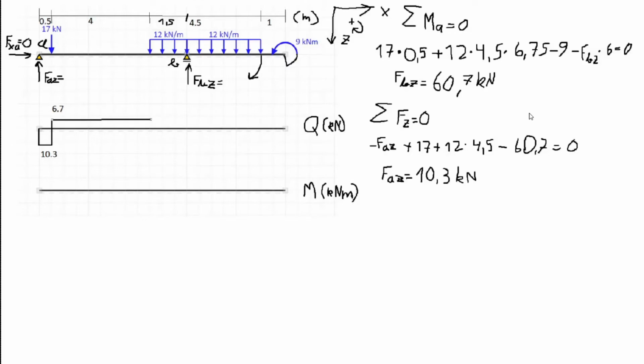Also, one thing that we need to remember is until this reaction force FBZ, we will have a linear diagram. So 12 times 1.5 meters minus 12 times 1.5 meters minus 6.7 is equal to 24.7.